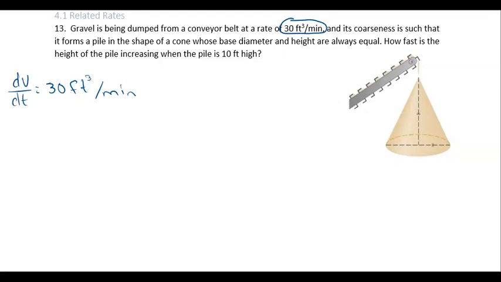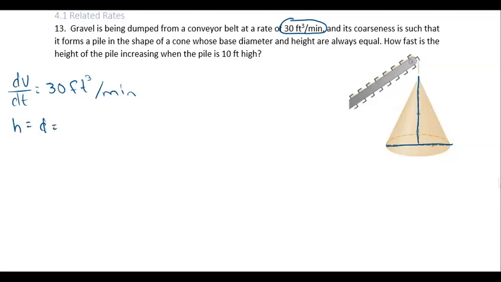Its coarseness is such that it forms a pile in the shape of a cone. Okay, here's our cone. But we're told the cone's base diameter and height are always equal. So this dimension and this dimension are equal. So our height is equal to our diameter.